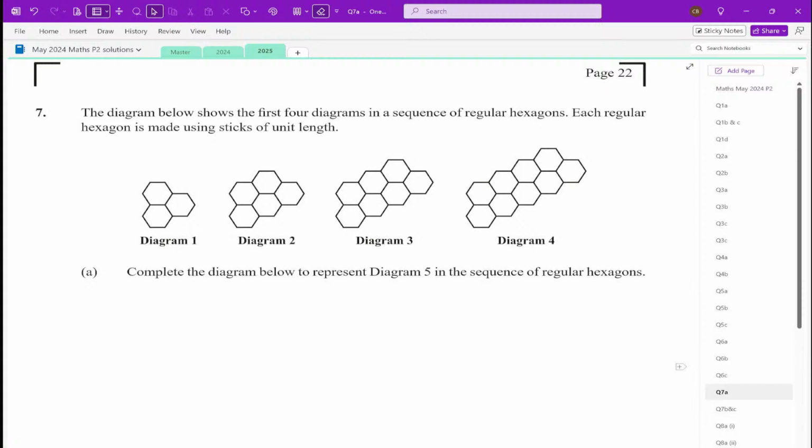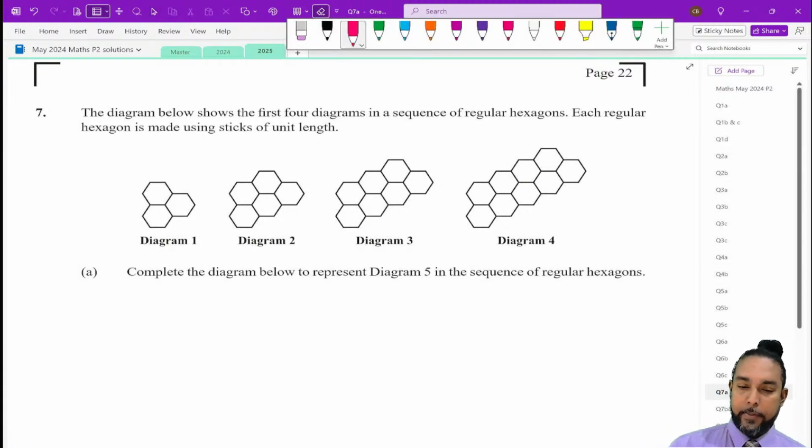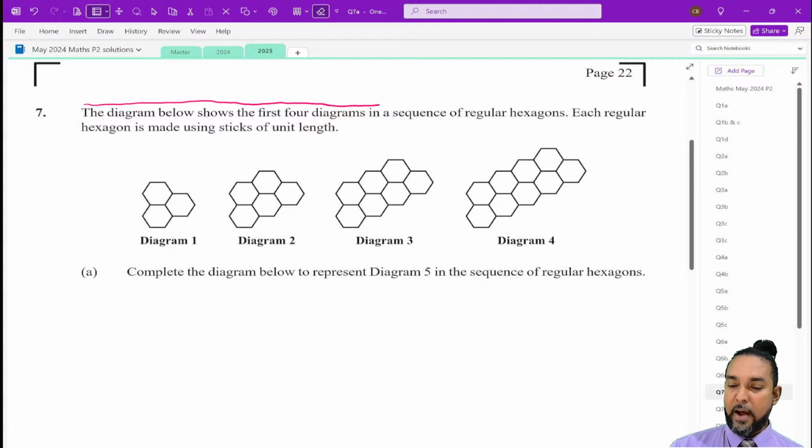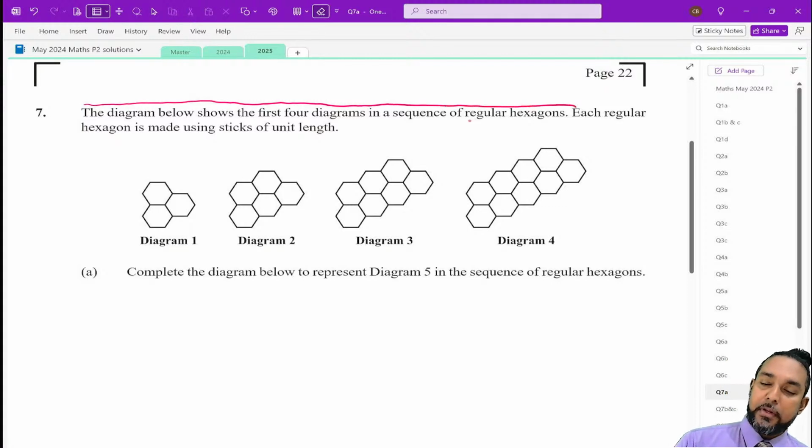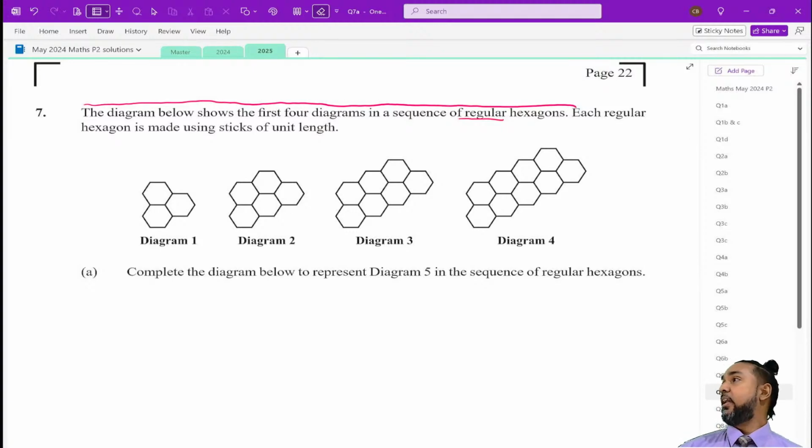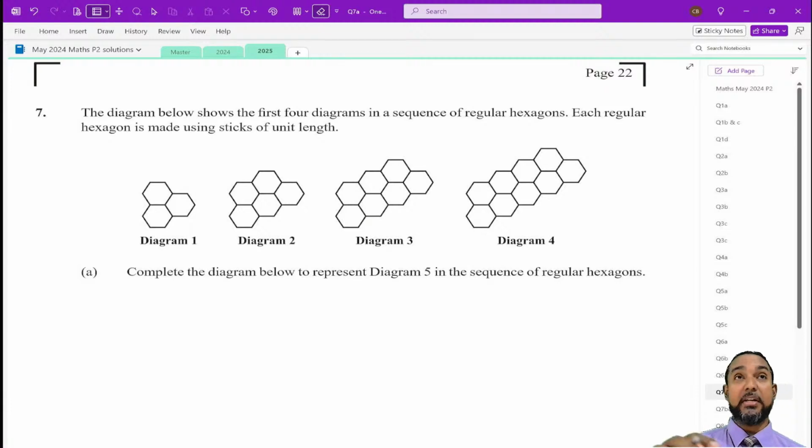All right, ladies and gents, let's take a look at the questions. You'll get some time to try the question. Okay. So the diagram below shows the first 4 diagrams in a sequence of regular hexagons. The significance of the word regular here means that all of the side lengths are equal. So in a triangle, if you have an equilateral triangle, all the sides are of the same length. And a square has all equal sides, right?